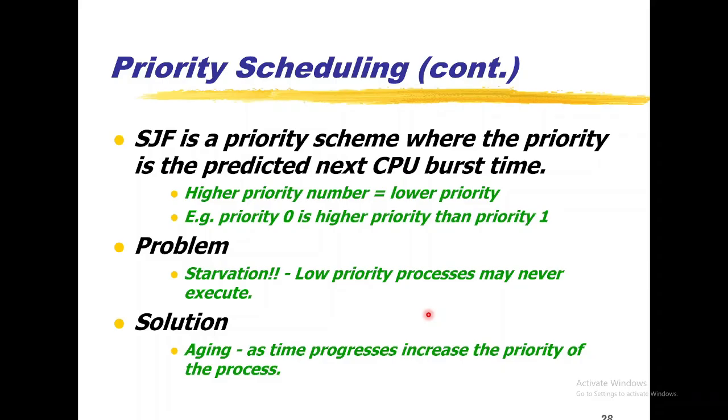Now, the problem that priority scheduling has is starvation. A low priority process may never execute. So if you have processes from 0 to 4, processes 0, 1, 2, 3 keep on being executed and 4 will never be. The solution is to add a counter that handles aging. As time progresses, increase the priority of the process. So a process that has been waiting for a longer time, maybe after 10 microseconds, you increase its priority from 4 to 3. Again, after 10 microseconds, you increase it again to 2. So you keep on increasing its priority until it gets the privilege of being executed.